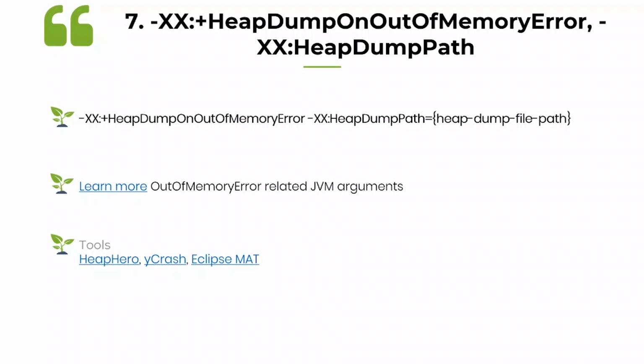And see, friends, there are more JVM arguments around out-of-memory errors that you can configure. Here is a white paper that we have published, which talks about all the JVM arguments related to out-of-memory errors. If it's of interest to you, you can take a look at it. Once you have captured the heap dump, here are some of the tools available, like HeapHero, yCrash, and Eclipse MAT. These tools help you diagnose what caused the memory leak, what the biggest objects are, and how you can go about fixing it.